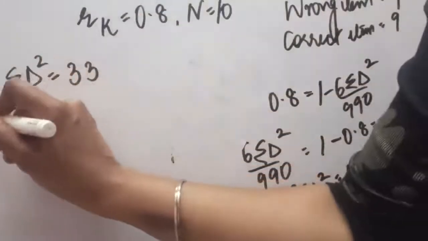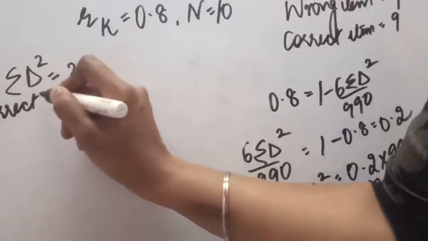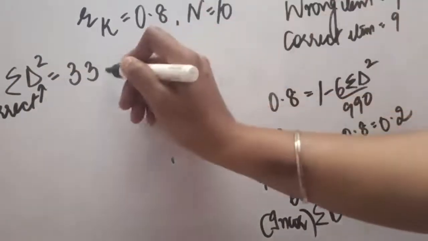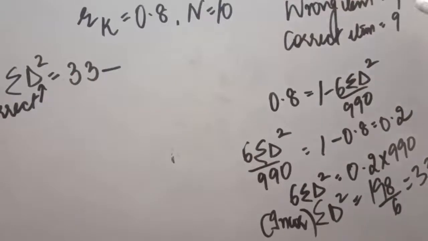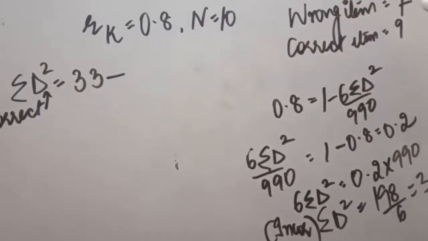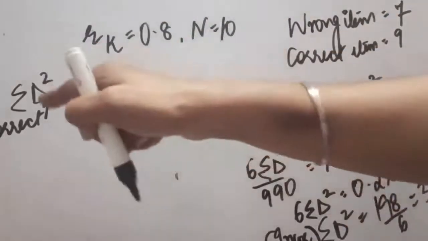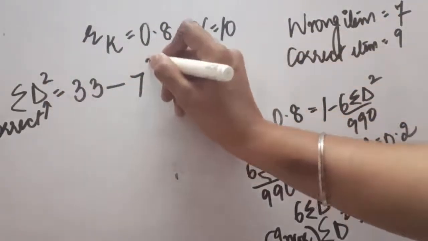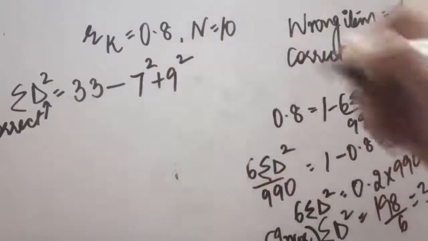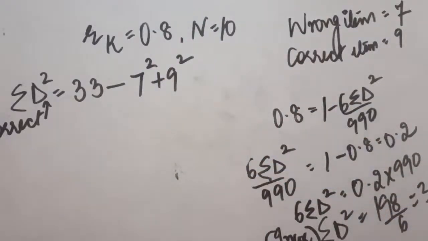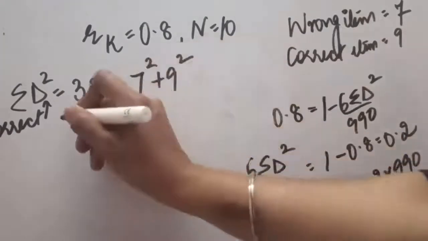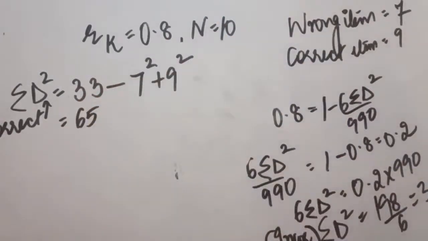So if from here I want to calculate the correct sigma d square, what will I do? I will deduct the incorrect item, the wrong item which has been given in the question to be 7, and I will add the correct item, but by squaring them, because here it is d square. So the wrong item with the square will be deducted and the right item with the square will be added. So what we will do is 33 minus 49 plus 81. It comes out to be 65. Now we have reached the correct sigma d square.